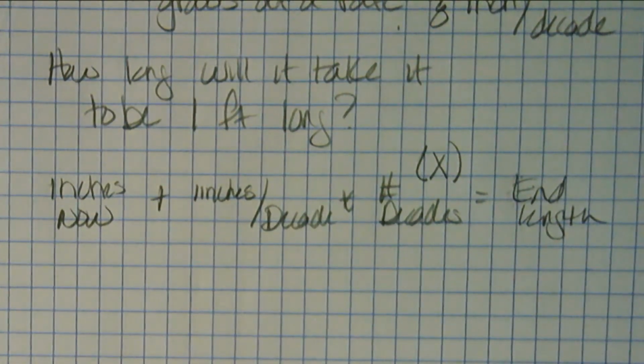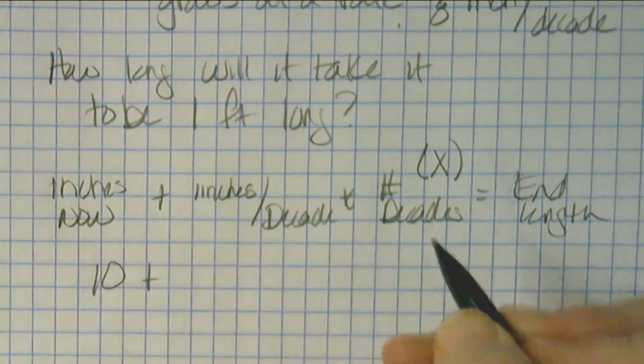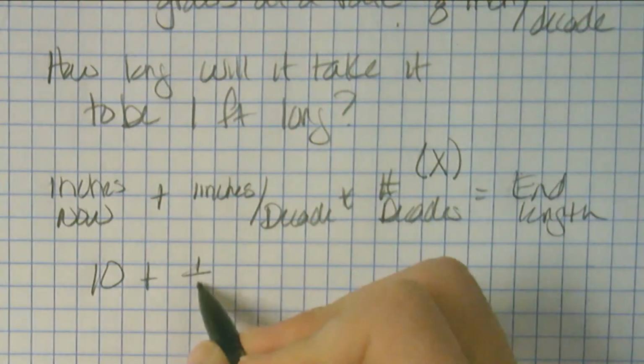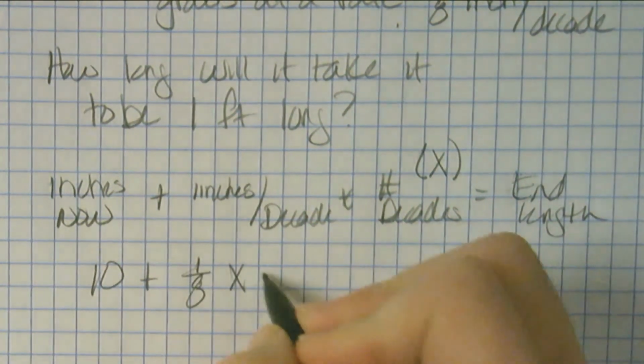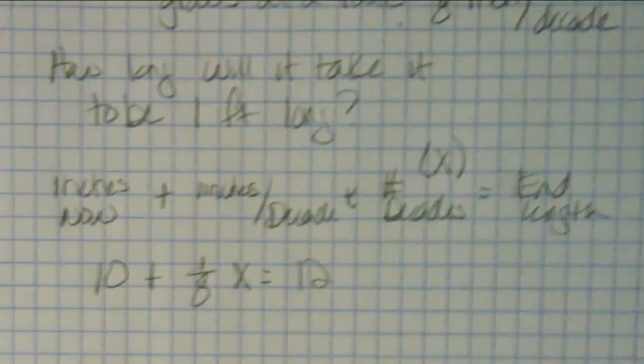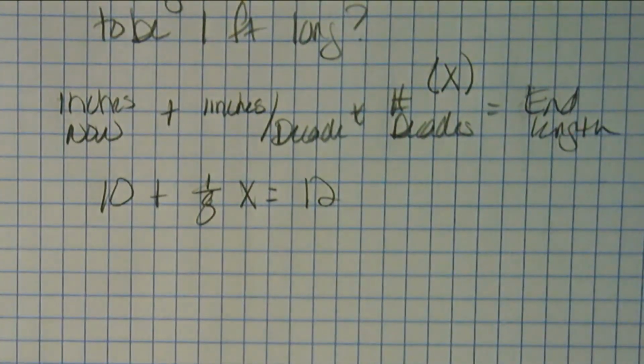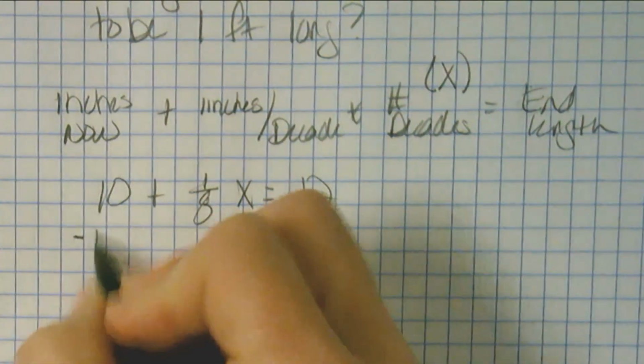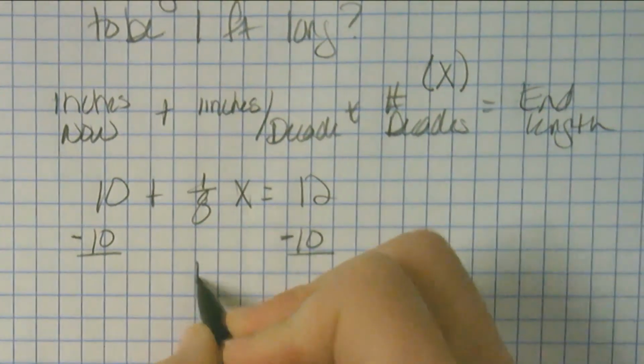Nice job, Ada. So my number of inches now is that 10, plus, well, the rate of inches per decade is 1/8 times x equals, what should I write for my end length? Brendan? 12 inches. Why not 1 foot? Yes. I'm glad you caught that. All the rest of that is in inches, so that has to be in inches. So this is going to be 12 inches. All of you finish this, please. I'm going to do it as you're doing it.